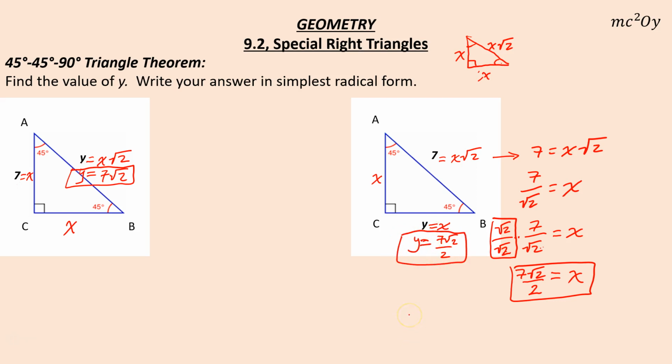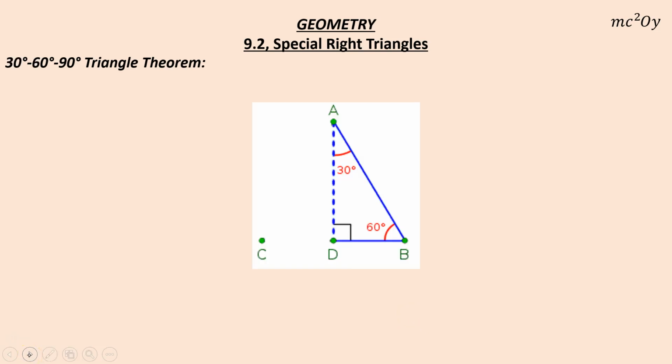Okay. Let's talk about another relationship. It's called the 30-60-90 triangle. And 30-60-90 triangle, notice I put an extra point here, and I've done that to show that really a 30-60-90 triangle is just half of a 60-60-60 triangle, right? So this angle right here would be 30, so 60 for angle A, 60 for angle C, 60 for angle B. That's an equilateral triangle, meaning all sides are equal, right?